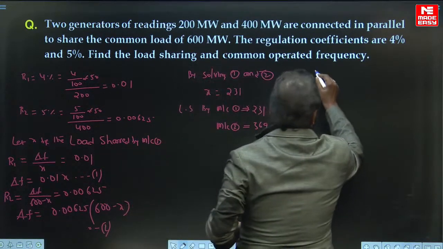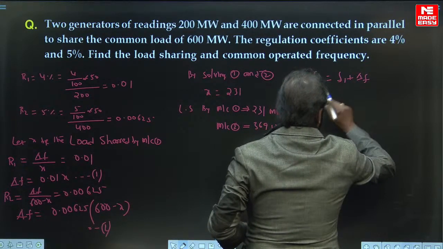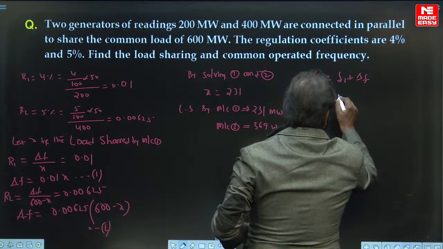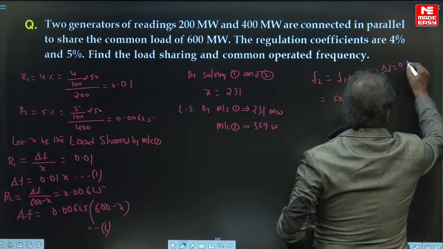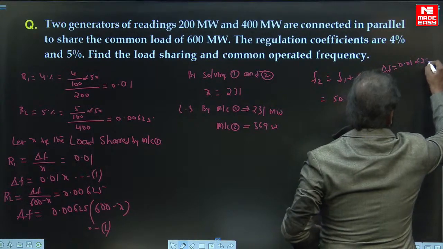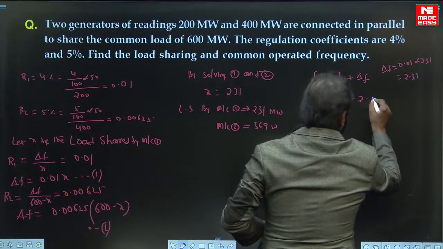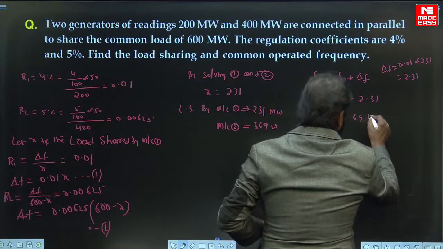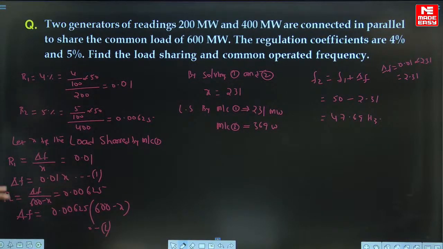Then the frequency F2 equals F1 plus del F. Here the load is exactly equal, so del F is to be taken as negative. F1 is 50. Del F equals 0.01 into 231, that equals 2.31. So 50 minus 2.31 equals 47.69 hertz. Okay, this is the thing that you can have. So in this way, the del F is negative.